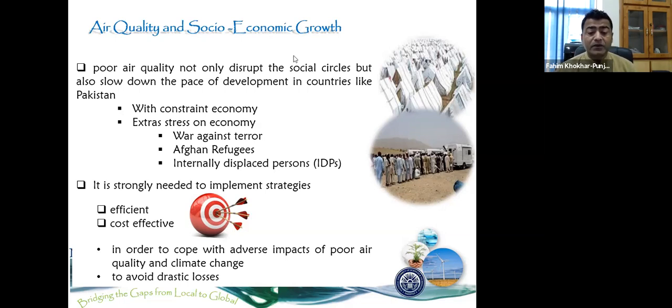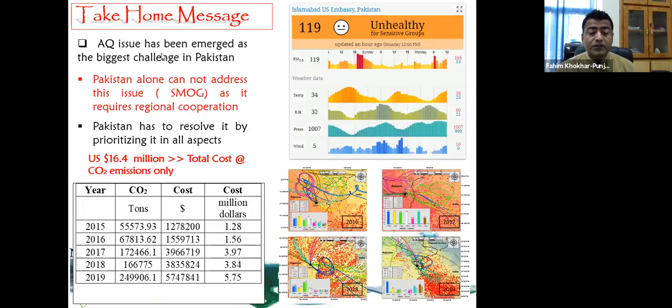Take-home messages for you guys. For instance, this is the latest air quality condition from Islamabad, which is not relatively clean. Pakistan alone cannot address this smog issue as it requires regional cooperation, because it is mainly contributed by fires on the Indian side. Pakistan has to resolve it by prioritizing it in all aspects, because it is not only damaging or disrupting the socioeconomic circle, it also has a cost.